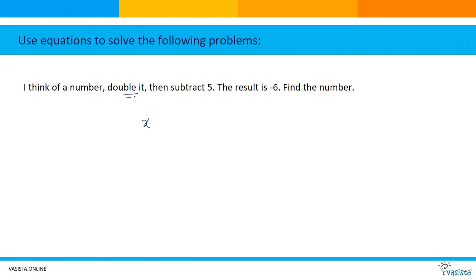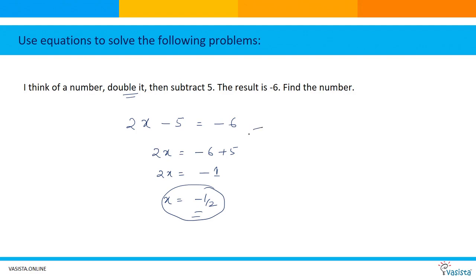And I doubled it. So doubled it, 2x. Then subtract 5, minus 5. The resultant is minus 6. Right. What is the number? Right. Let us take a very simple one. This is 2x is equal to, you should do this mentally. So minus 6, when you transfer the minus 5 to the right hand side, this will become plus 5. Right. 2x is equal to minus 1. x is equal to minus 1 by 2. This is what the answer is. But you can do all these mentally.